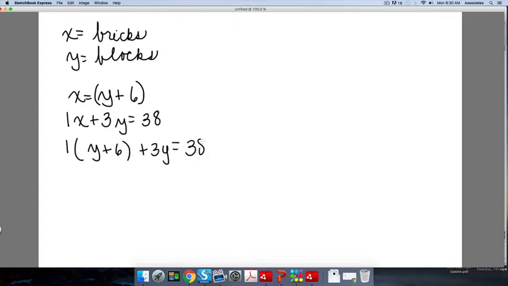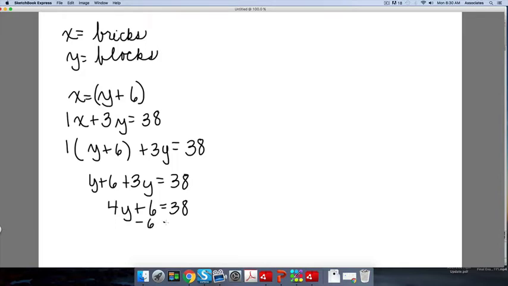Now remember, this is a real life problem. As a construction worker, I probably don't want to buy partial bricks, parts of bricks, or parts of blocks. So the answer should come out to be a whole number. So when I distribute, I get y plus 6, because 1 times each one of them stays the same. Let's add y plus 3y is 4y.